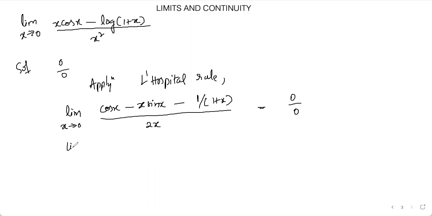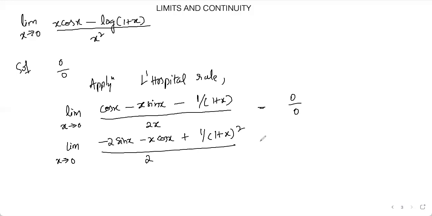So let us differentiate it. So cos x and sin x, this will become, after simplifying, minus 2 sin x minus x cos x plus 1 by 1 plus x whole square, by 2. And now substituting x as 0, you get 1 by 2.